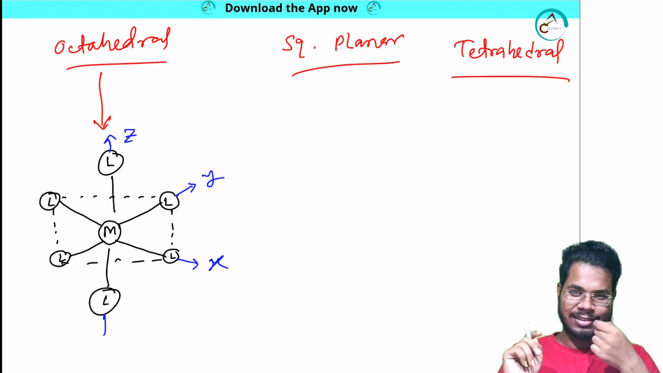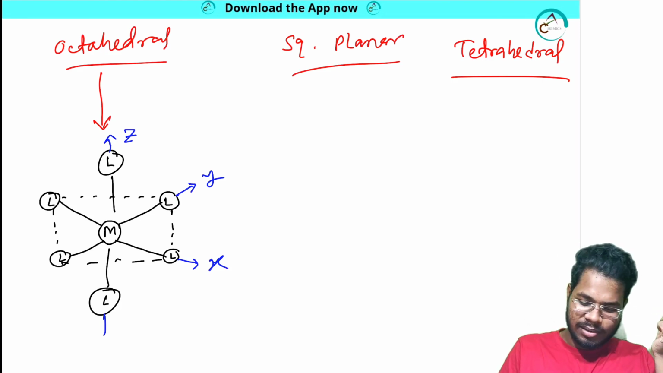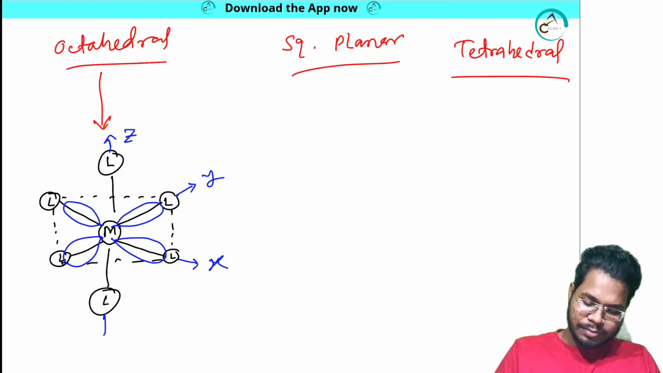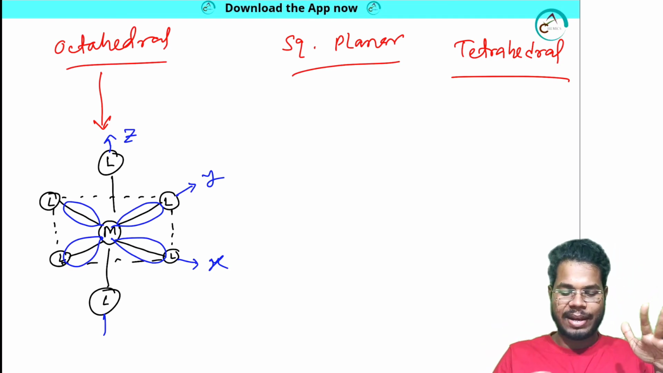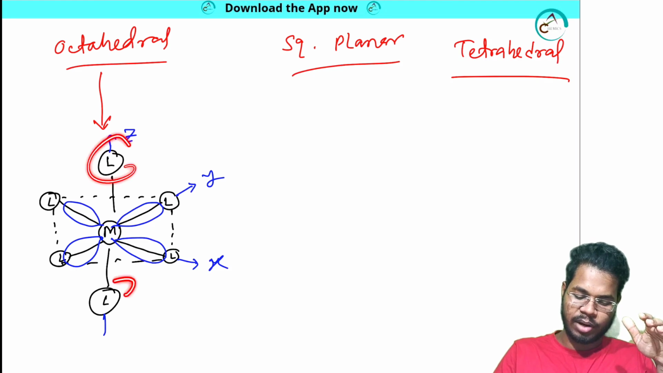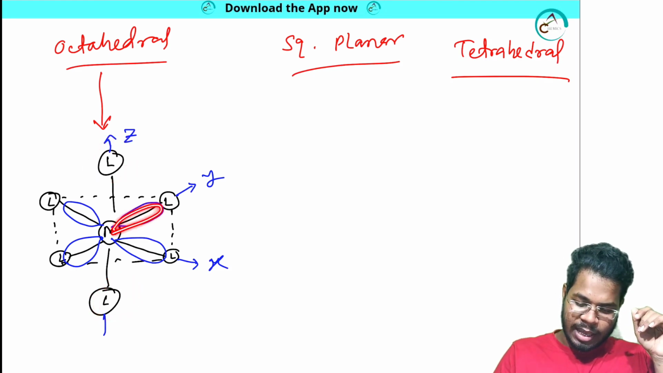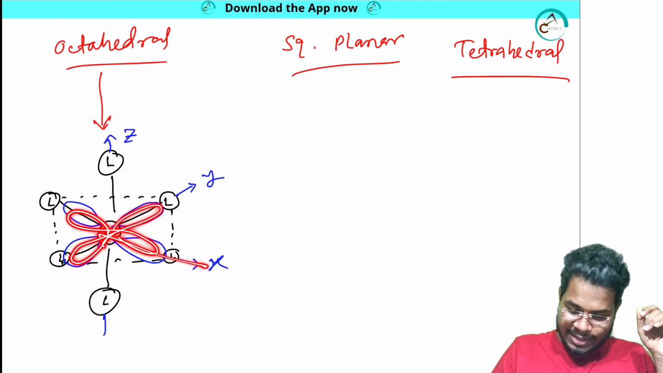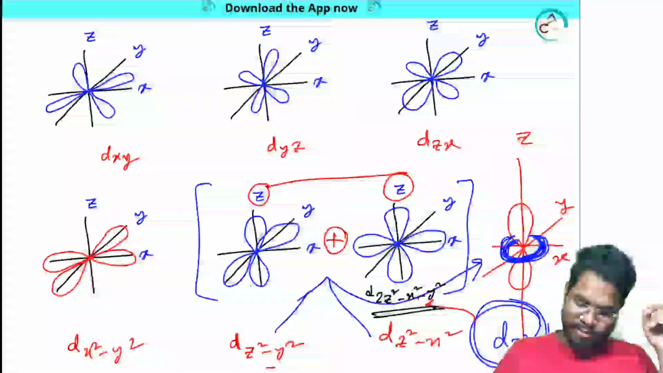Tell me one thing. If I draw this kind of orbital, and first let me stay on the plane, I am not considering this L and this L right now. So which orbital is this, on the axis? Which one?